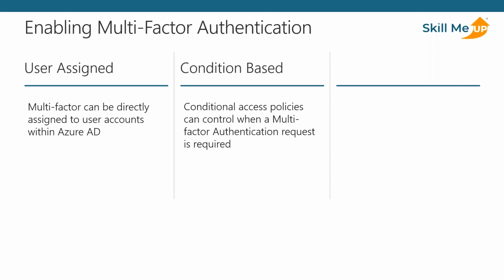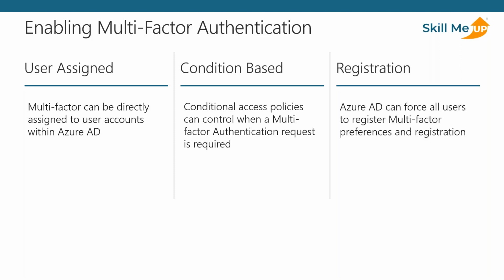The second option is condition-based. So this uses conditional access policies where you can control multi-factor authentication requests and also obviously forcing people to kind of register. So your first option is physically assigned to a user. Second is maybe not assigned to a user, but because of various conditions, it then forces that. And then our third option is utilizing Azure AD to force all users to register for multi-factor preferences and registration.